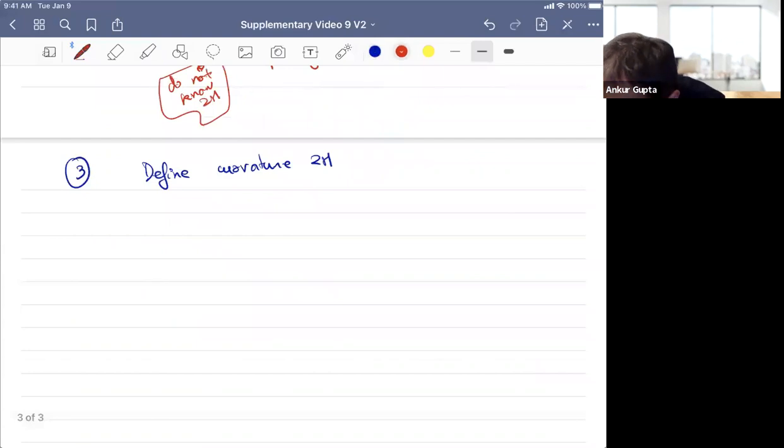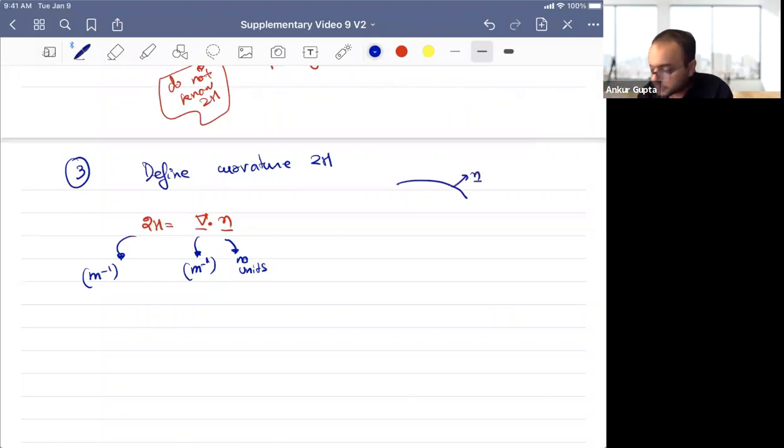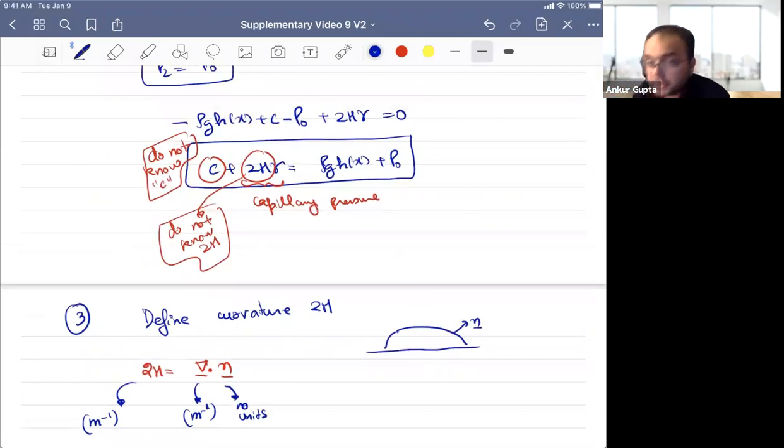The definition of 2H curvature is actually the divergence of the normal vector. Note that curvature has units of meter inverse, this gradient operator has units of meter inverse, and the normal vector has no units. So that's why this has units of meter inverse, or 1 by distance. The normal vector is basically pointing normal to the shape, right? And how do I find that normal vector? What we want to do is substitute this 2H as a function of H of X. H of X is the shape of the system, which I do not know.